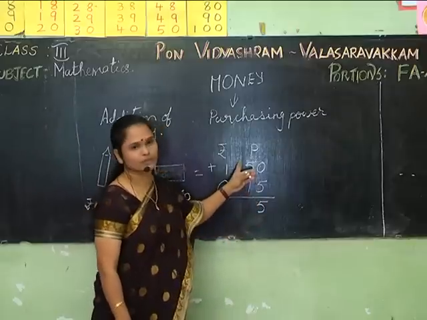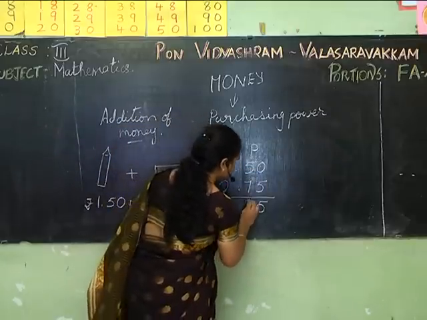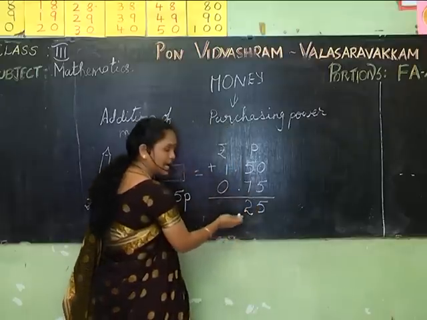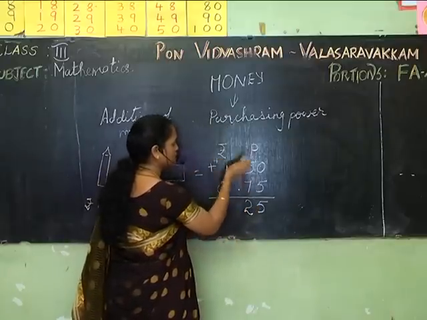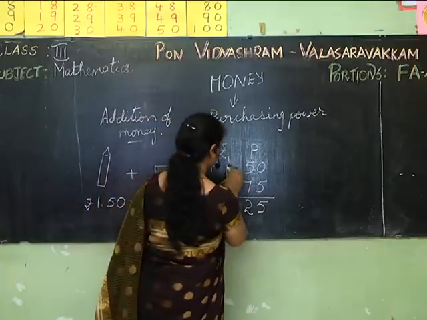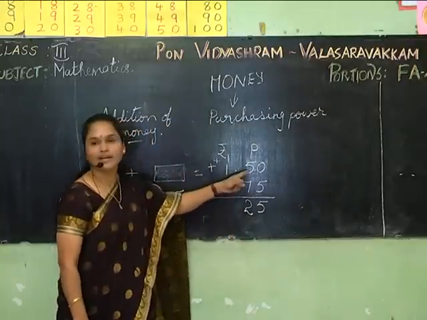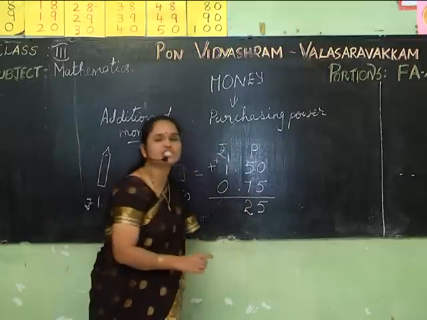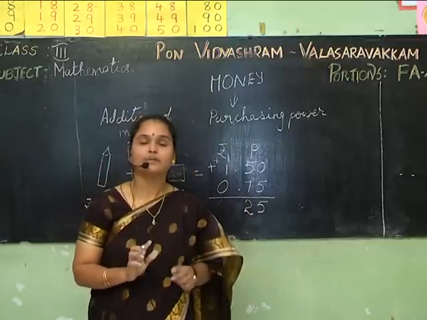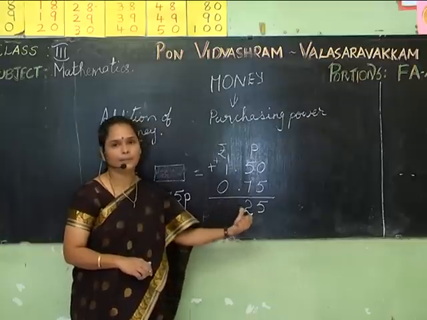7 plus 5. What is 7 plus 5? 12. Okay, 12. And same thing, carry over to the next. So 7 plus 5 is 12. I put it here. This is just like your normal addition. But the main point is you should know to differentiate the rupees and paise.